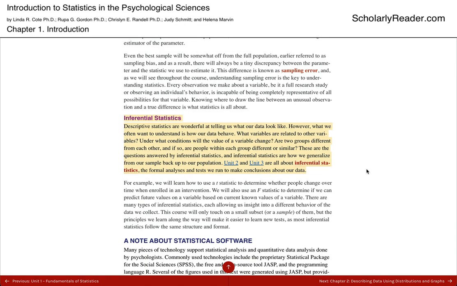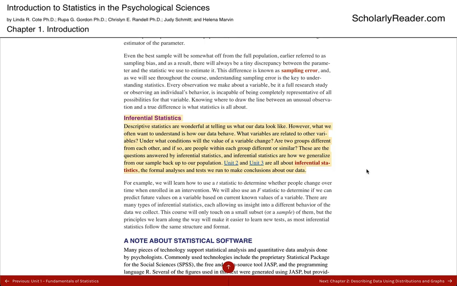Inferential statistics. Descriptive statistics are wonderful at telling us what our data look like. However, what we often want to understand is how our data behave. What variables are related to other variables? Under what conditions will the value of a variable change? Are two groups different from each other? And if so, are people within each group different or similar? These are the questions answered by inferential statistics, and inferential statistics are how we generalize from our samples back to our population.